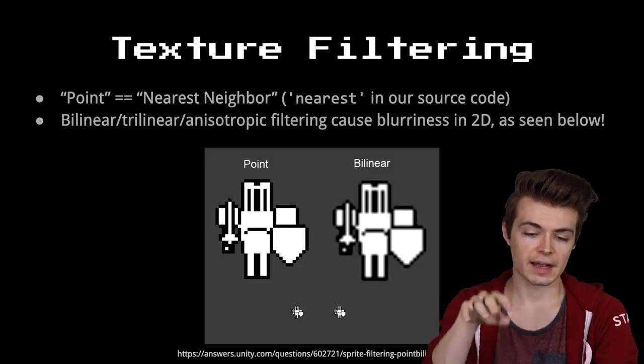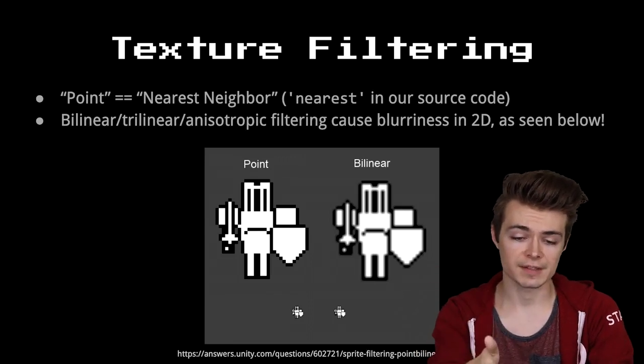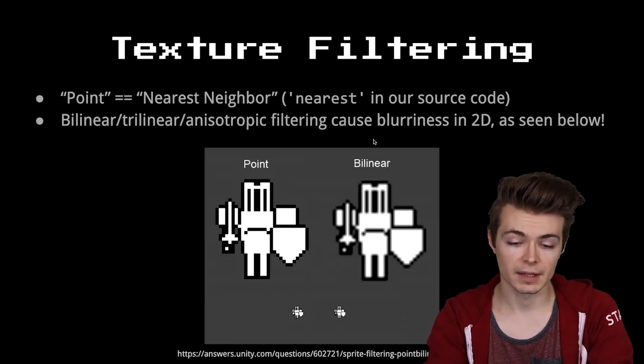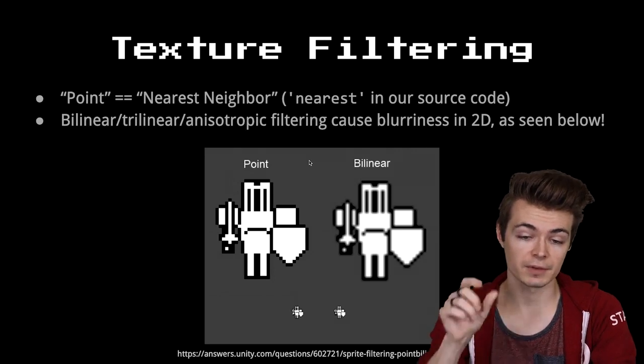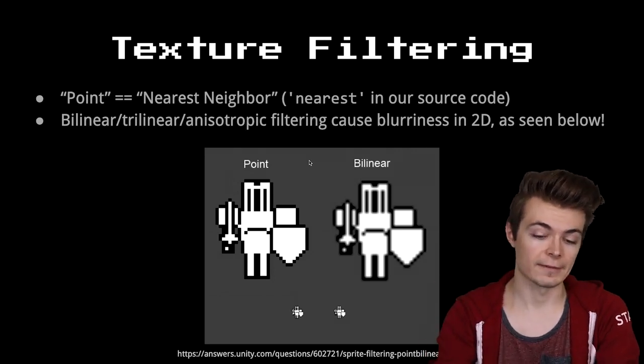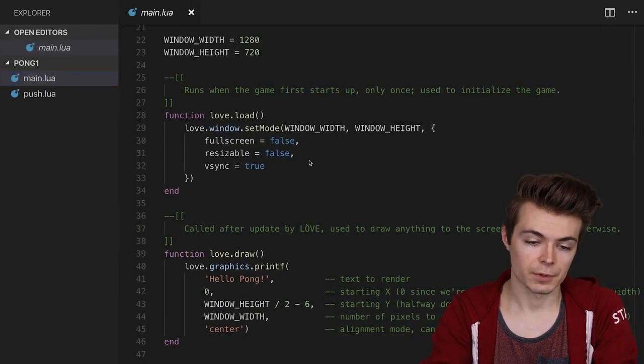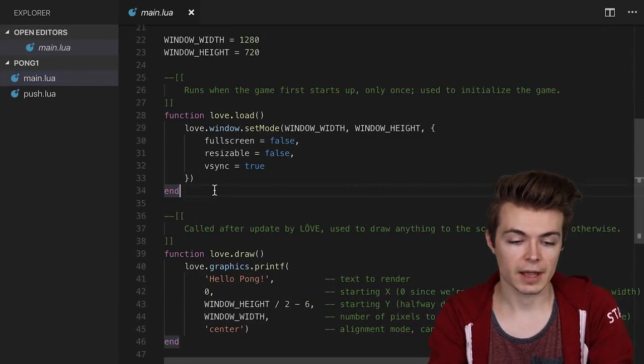And lastly, just a slide to illustrate texture filtering. On the right side, you see what is normally the default in love, which is when you scale up an image, it gets filtered, it gets blurred a little bit. We want point filtering or nearest neighbor filtering. And nearest is going to be specifically the argument we provide to love.graphics.setDefaultFilter.